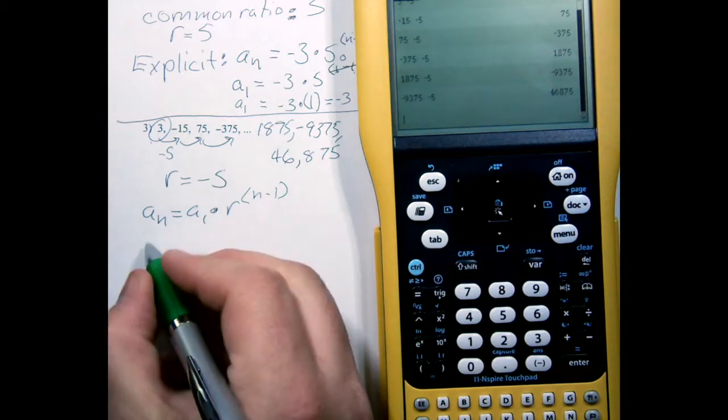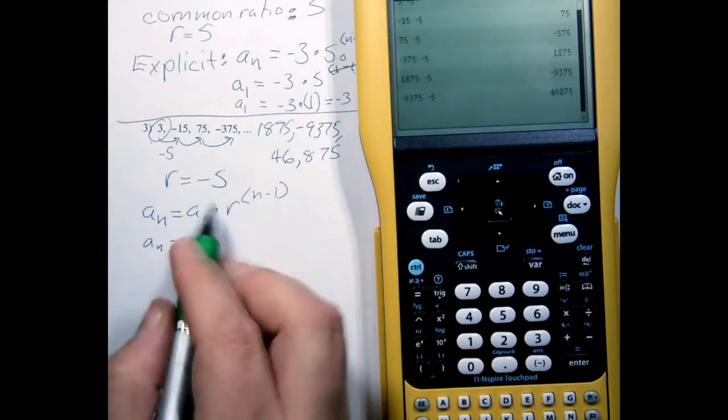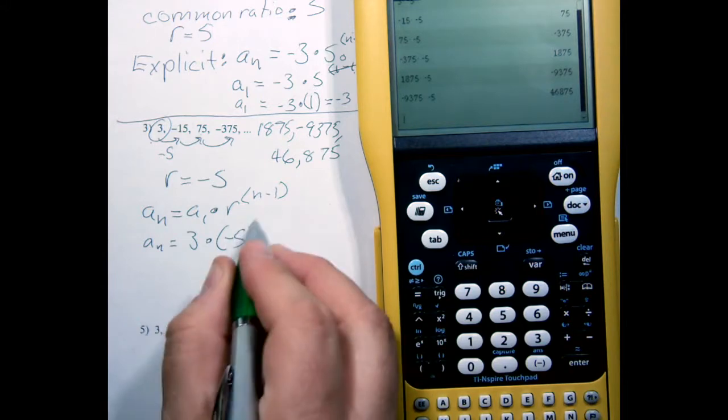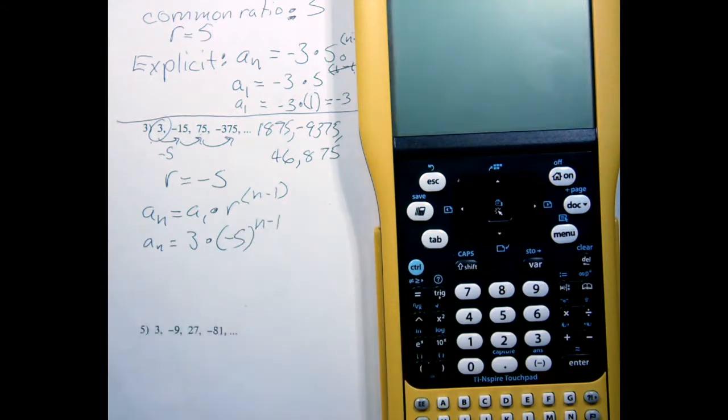So now a sub n is equal to a sub 1, which is 3, times the common ratio, which is -5. I'm going to put in parentheses, to the n minus 1. Now I want to double check that. What do you guys suggest? Raise your hand if you have a suggestion on how to double check my formula. Put it in the calculator for sure.